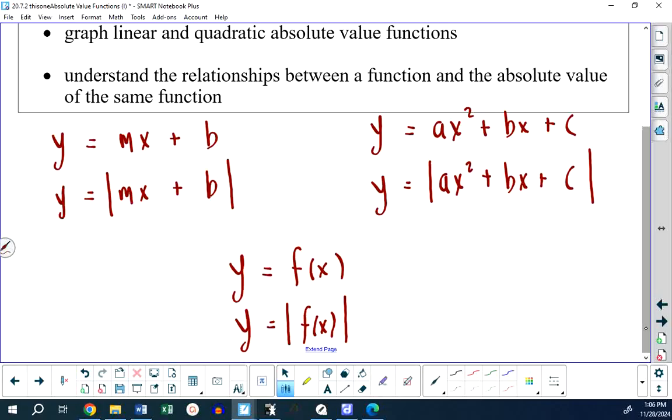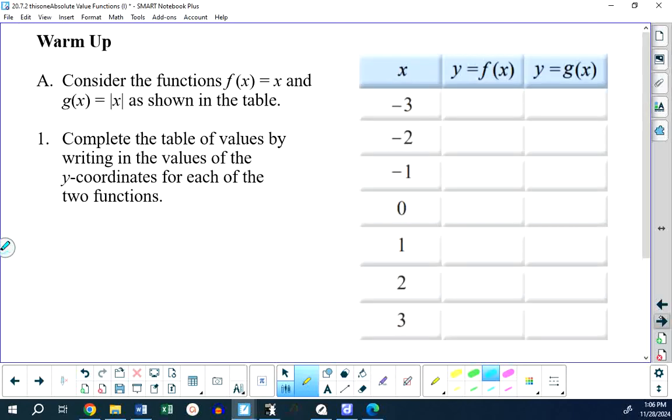But the reason why we have these two that we like to talk about is that in grade 10, you learn a lot about linear functions, and in grade 11, we learn a lot about quadratic functions. But this can be applied to any function. So as a warm-up, consider the functions f of x equals x and g of x equals the absolute value of x. And this, I've really struggled over the years on how I can avoid a problem here. And I don't think I can. I think it's just difficult to understand.